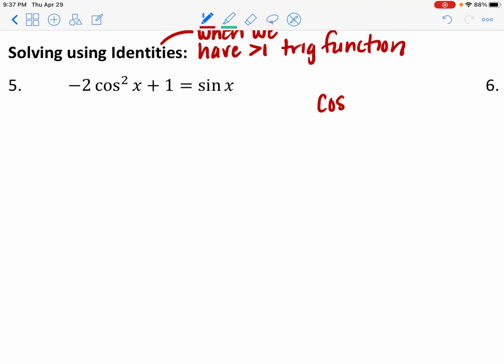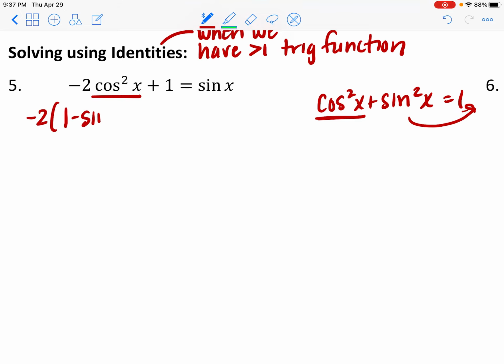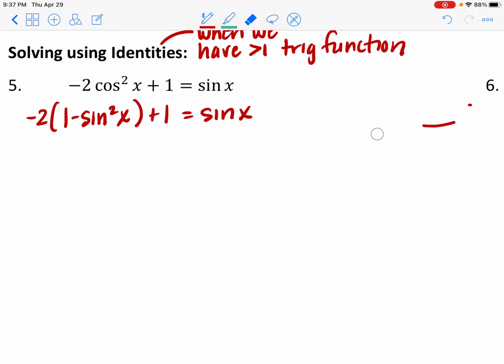So we know that cosine squared x and sine squared x together make 1. So I can replace cosine squared x with, if I subtract this over, 1 minus sine squared. So I'm going to leave the -2 in here. I'm going to replace cosine squared x with 1 minus sine squared x. And I still have this plus 1 equal to sine of x. So I made a substitution here, Pythagorean identity. I substituted cosine squared with 1 minus sine squared.